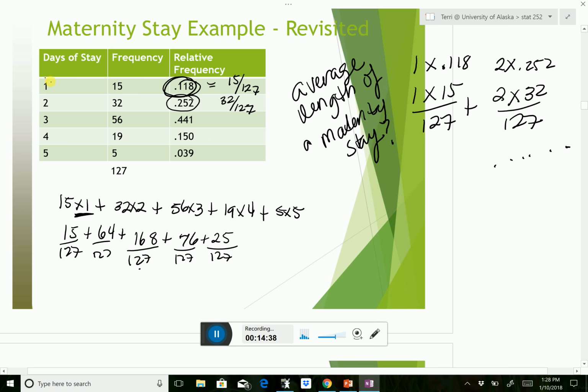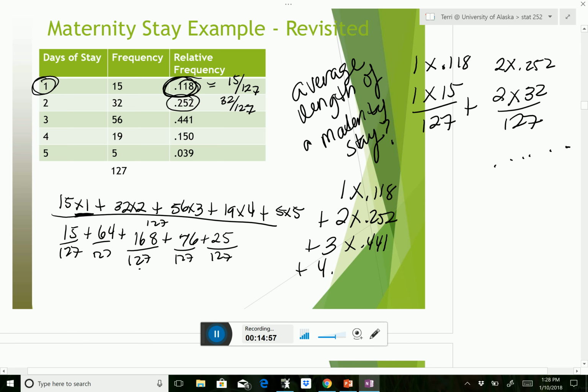Then what I'm really doing is just taking each possible value times its frequency. So it's 1 times 0.118 plus 2 times 0.252 plus 3 times 0.441 plus 4 times 0.15 plus 5 times 0.039. These two things are going to give me exactly the same answer.